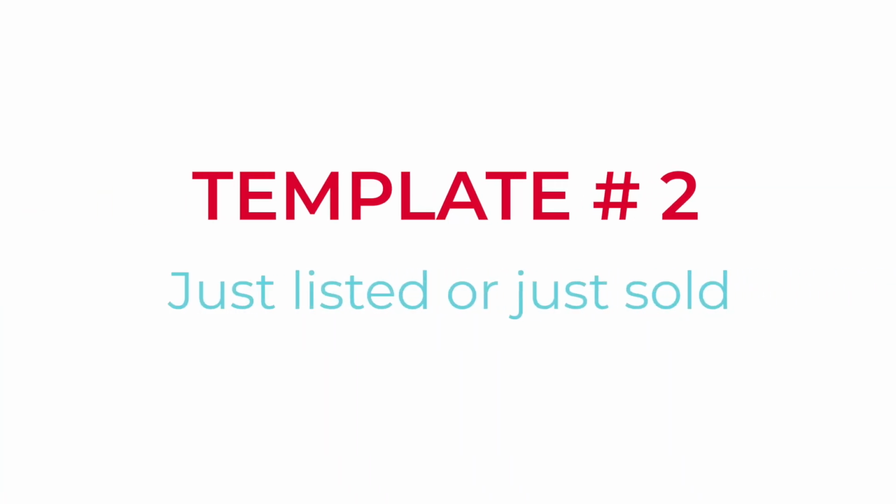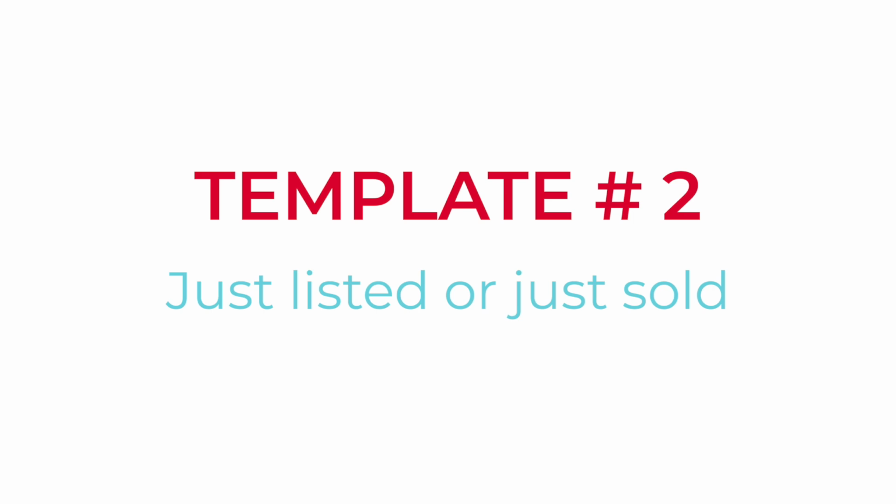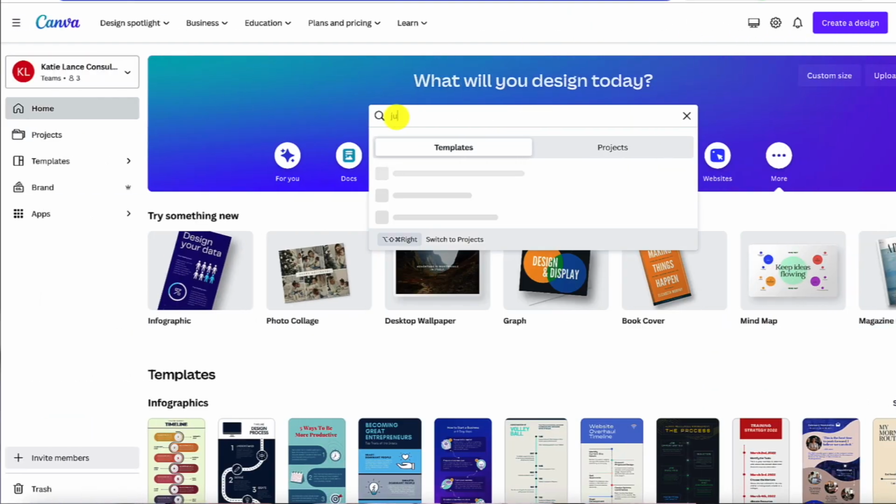Number two, just listed or just sold. So we know that that's a big part of your content on social media. Of course, we've got how-to education, we might have inspirational content, but a big part is also showing you're just listed or just sold. Now that type of content may not get as much traction, may not get as many likes, comments, or engagement, but it's still a part of your business. It's still a part of your marketing, and it's still a part of your strategy. So go in, search just listed, just sold.